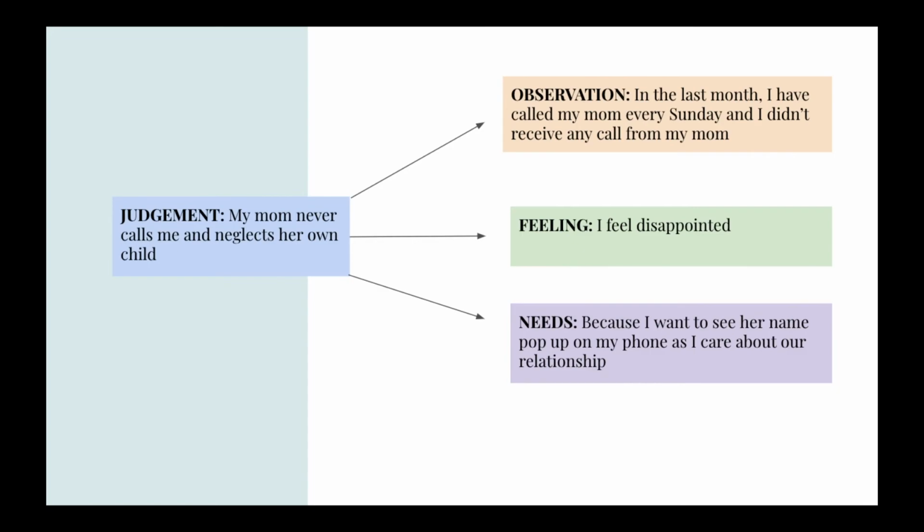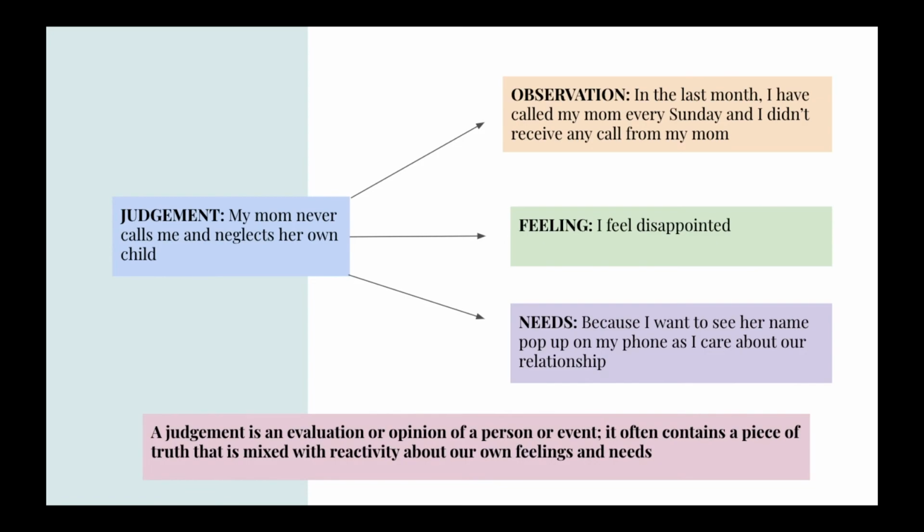So, a judgment is an evaluation or an opinion of a person or an event. In this case, it's my mom who has not called me, and it often contains a piece of truth that is mixed with reactivity about my own feelings and needs. If we can disentangle our reactivity and translate our judgments into our feelings and needs, we have more choice and flexibility in how we relate internally to what has happened and in how we communicate that externally.